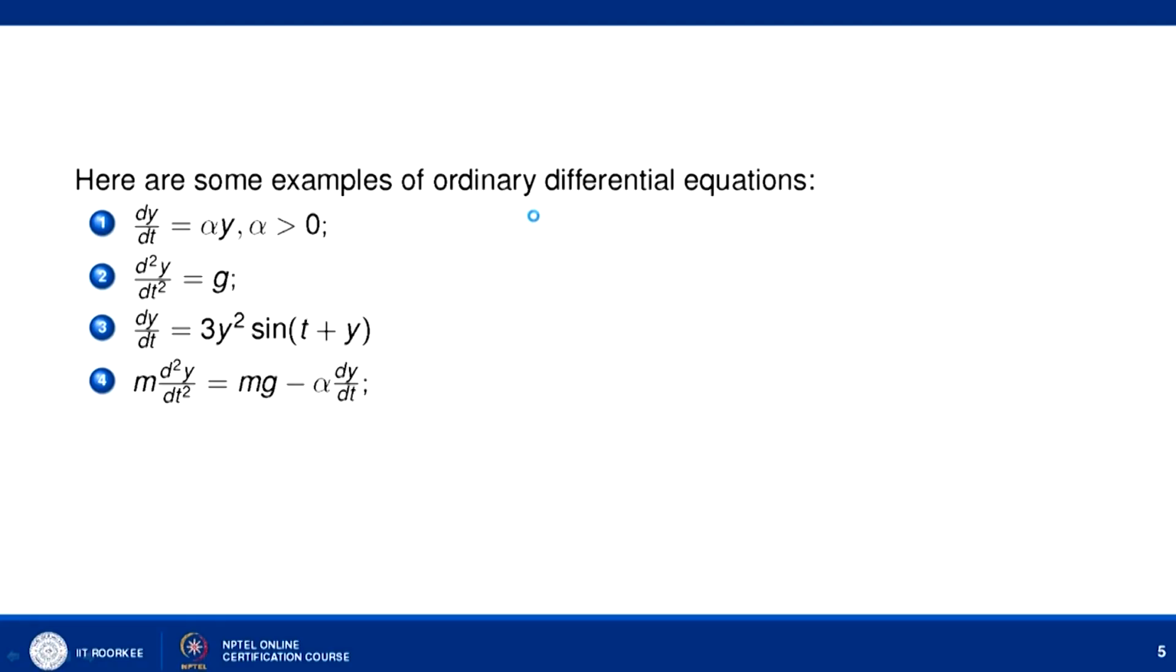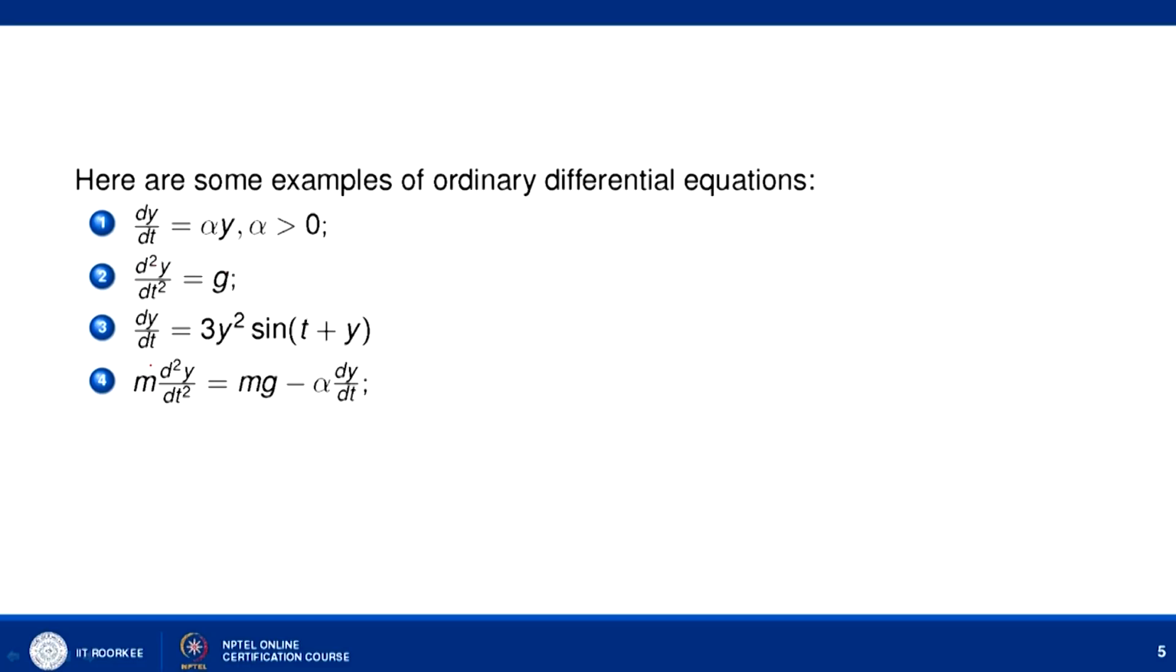For example, if you look at the first equation, the order of the highest order derivative is 1. Here we have only one derivative, and that is dy by dt equal to alpha y. So the order is 1, and equation 1 is a differential equation of order 1. If you look at the second equation, d2y by dt square equal to g, here we have only one derivative and that is of highest order. So the order of differential equation 2 is 2.